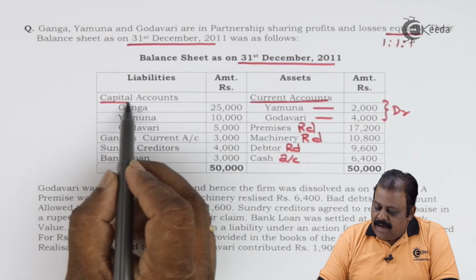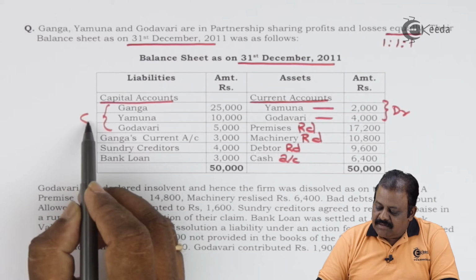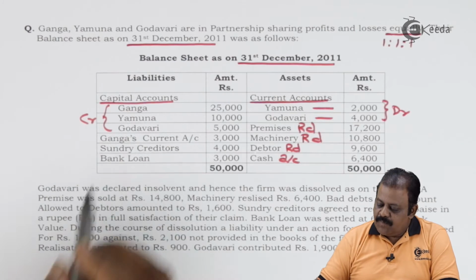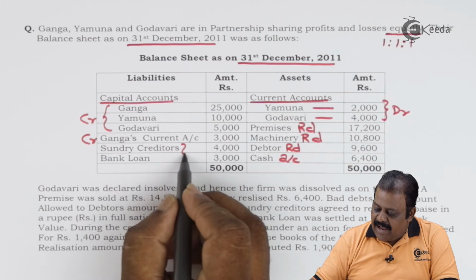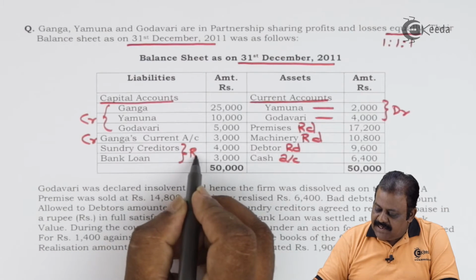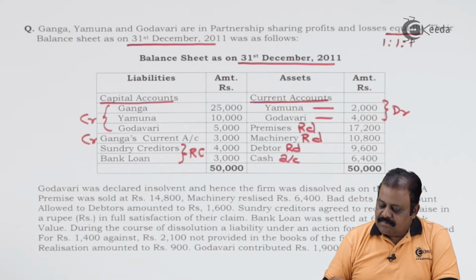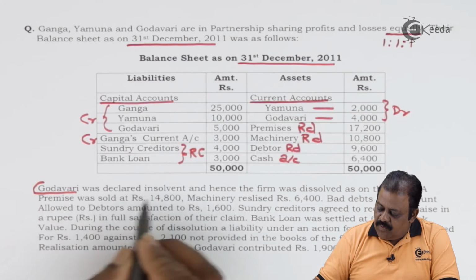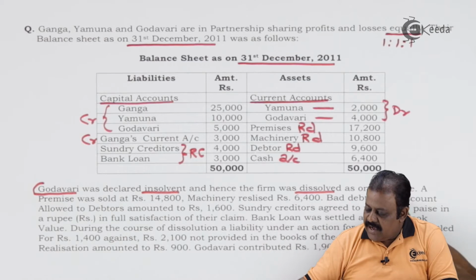Liability side: capital accounts are given of Ganga, Yamuna, Godavari, partners' capital accounts credit. Ganga's current account is given on the liability side, so it has a credit balance. It will be transferred to her capital account on the credit side. Sundry creditors and bank loan, these liabilities will be transferred to the credit of realization account. Godavari was declared insolvent and hence the firm was dissolved as on that date.